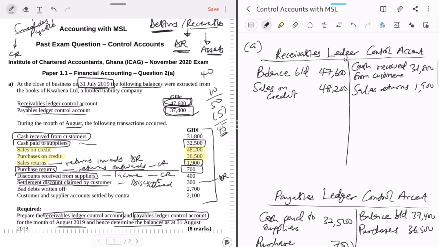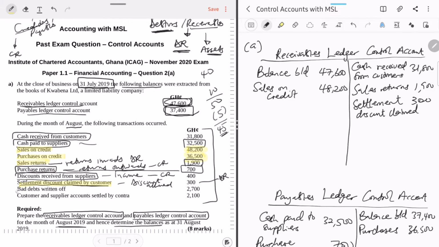So let's use the name they gave it. They used the term settlement discount claimed, but at least we know it's a discount allowed, right? So settlement discount claimed. How much was it? It was 300. Okay, this is 300. Let me write it well. All right, what's the next one we have?